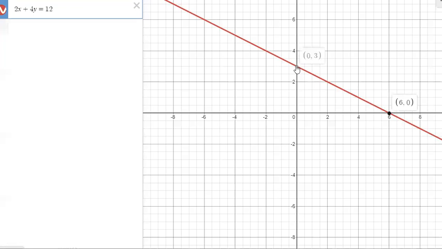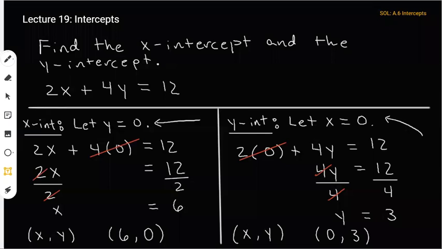So I click on it and it gives me 0, 3. So that's a way you can check your answer if you're not sure about it. Okay, so that's x-intercepts and y-intercepts. That's all you need to know about that. Let's do one more like that.